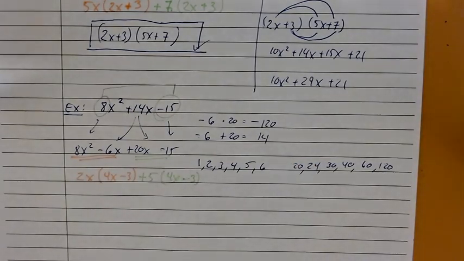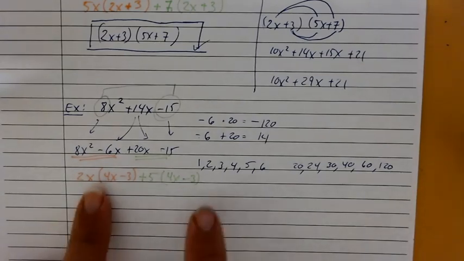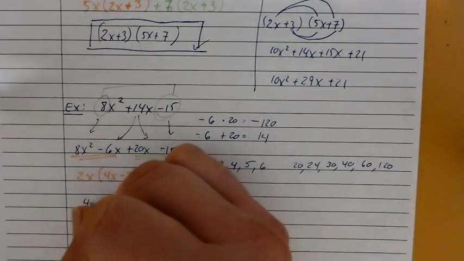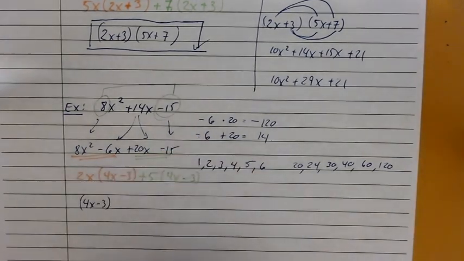Well, look at the term in the orange and the term in the green. They have something in common. They have a common factor of 4x minus 3. Since that's a common factor, we can factor that out.